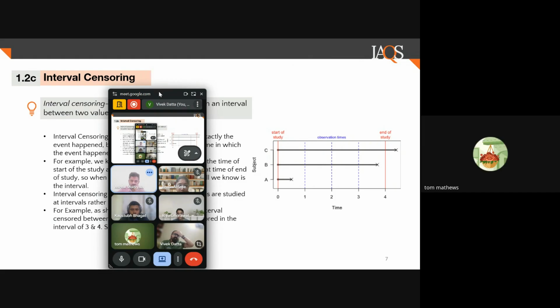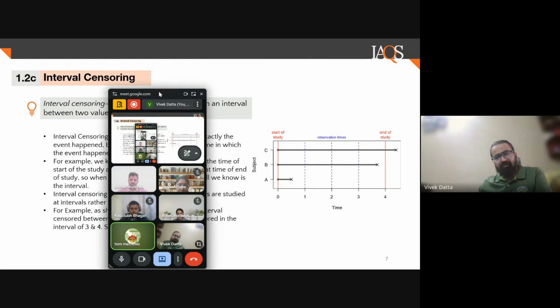So it is a combination of left and right censoring? Interval censoring, combination. No. It's just that you are tracking after a certain point in time. So you're not continuously tracking.